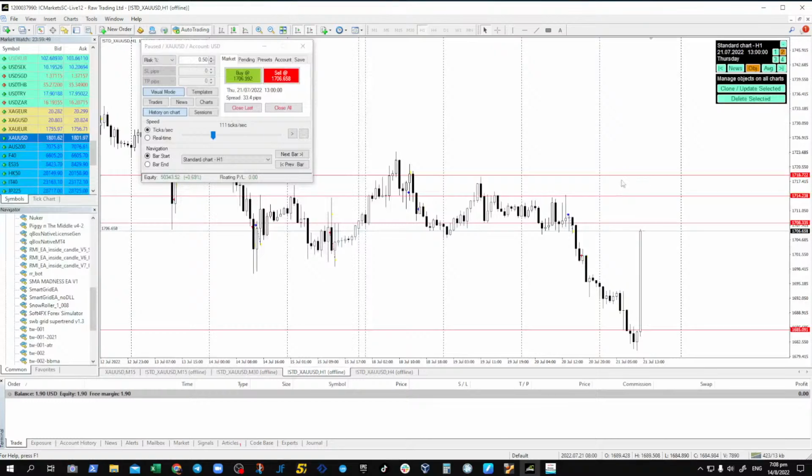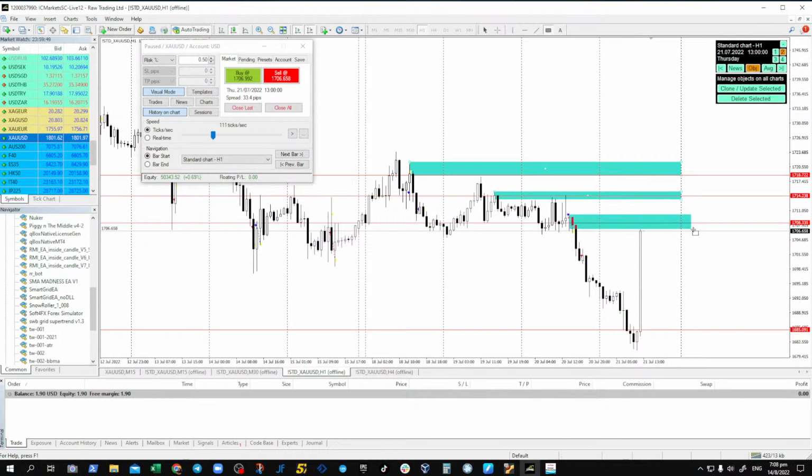Okay, so go to H1. Let's mark our supply zone. So this zone has been there for a long time. So does this one. Okay, so this supply zone. And this supply zone as well. And this is a demand zone. Okay, let's go to M30.